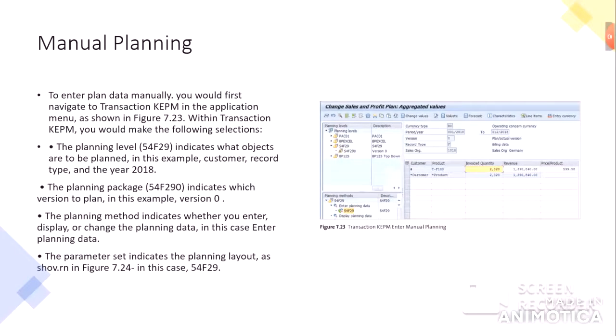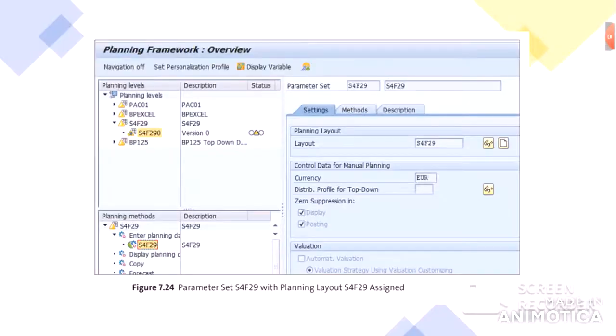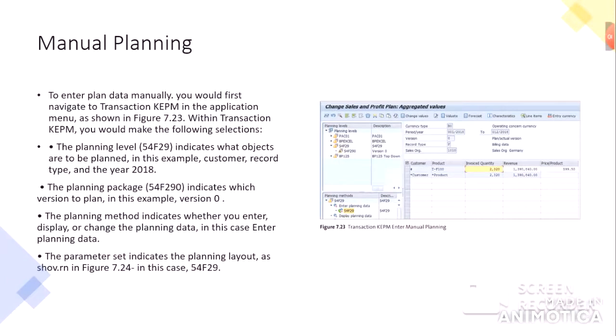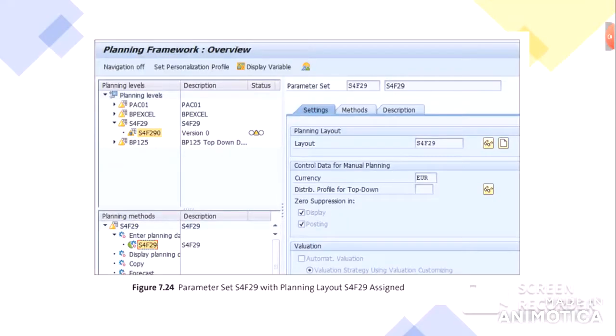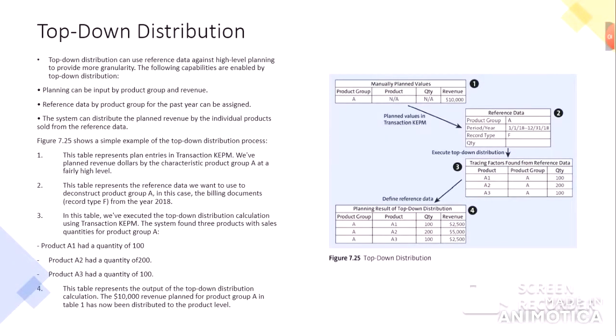So the parameter set indicates the planning layout as shown in this figure. In this case, S4F29, currency EUR, 0 suppression in display or posting, valuation strategy using valuation customizing. Top-down distribution. Top-down distribution can use reference data against high-level planning to provide more granularity.